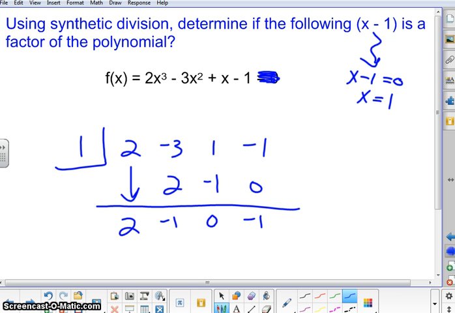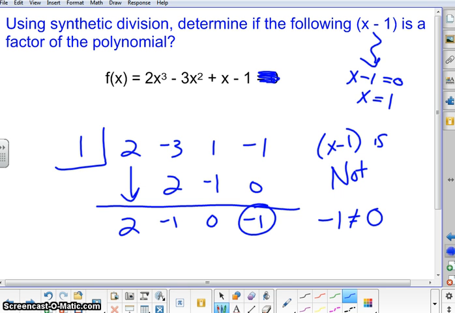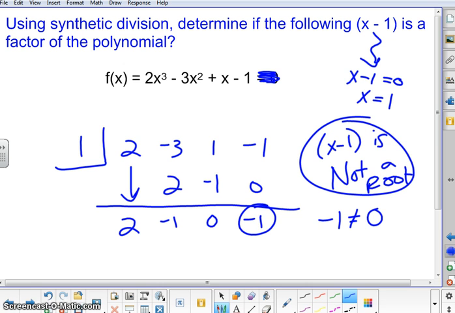And then this is not going to work because we are getting a remainder that's not equal to 0. So this is not a factor. x minus 1 is not a root. Sorry, I'm not saying that correctly. Okay? So it's not a factor, not a root. There are different ways you can say that, and I did that wrong here. So go ahead and say it's not a factor. Okay, let's go on to the next one.